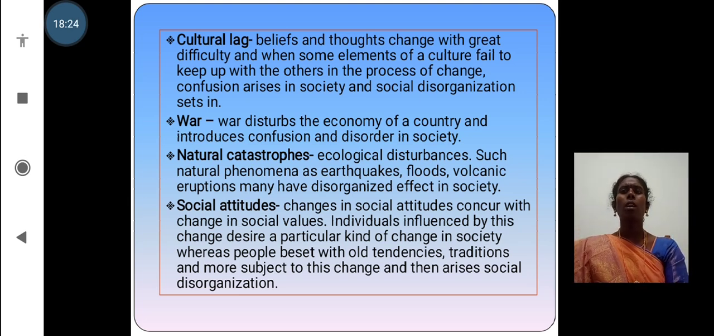The next one is war. War disrupts the economy of a country and introduces confusion and disorder in society. So this is also one of the reasons.